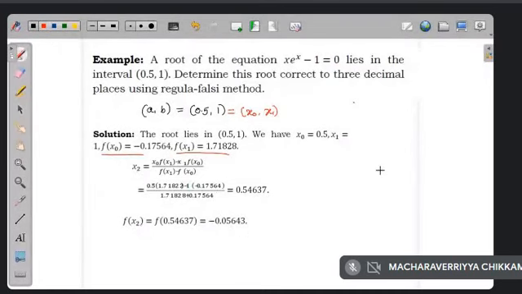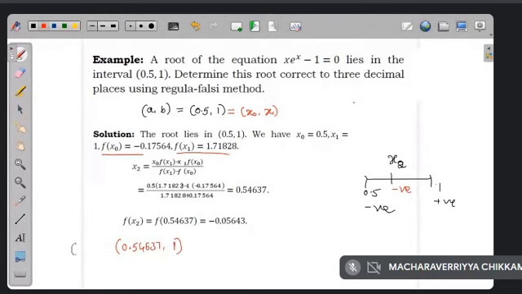So we know at 0.5 you can see that the function is negative and at 1 it is positive. And in between we got x naught. Maybe here they are writing it as x. Let me write x2 only because we may get confused. So at x2 the function is taking a negative value. So our new interval is going to be this. Our new interval is updated to 0.54637.